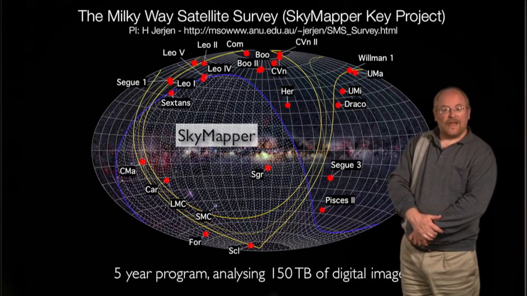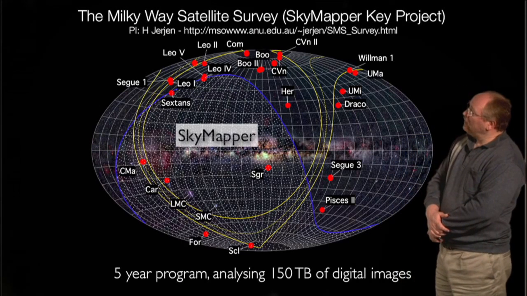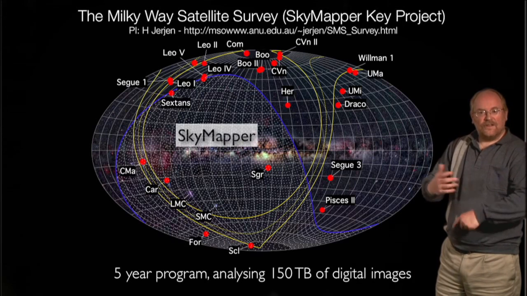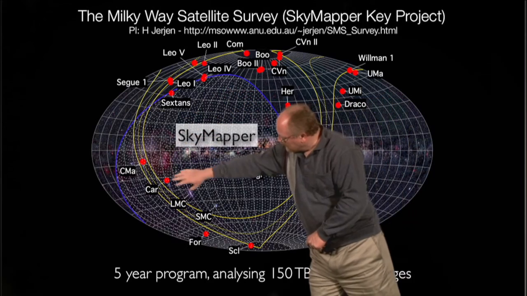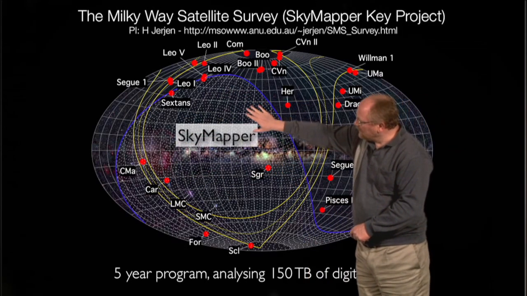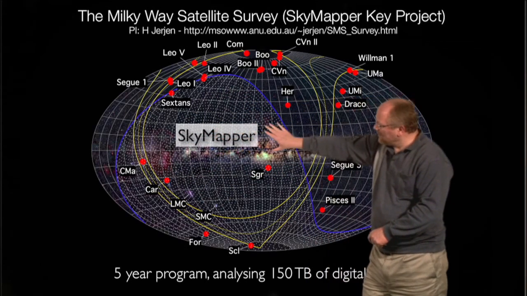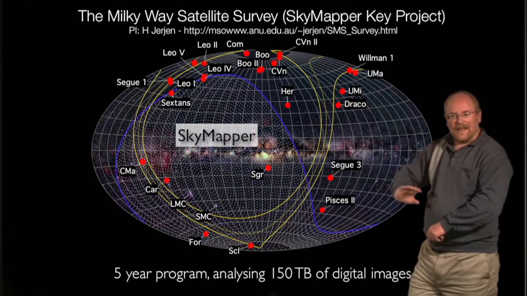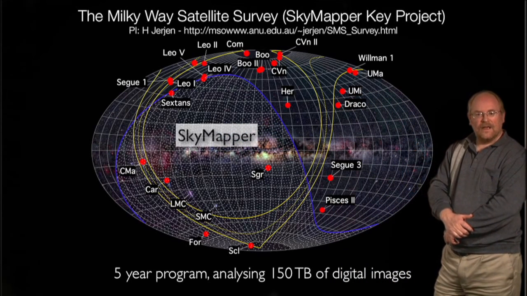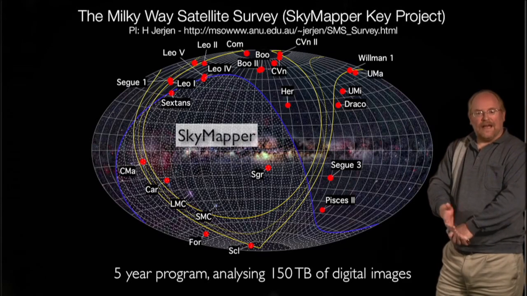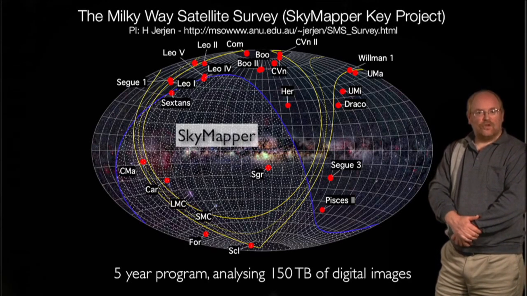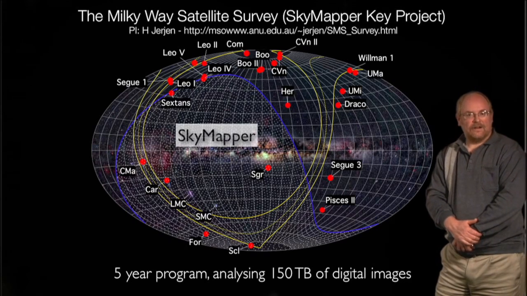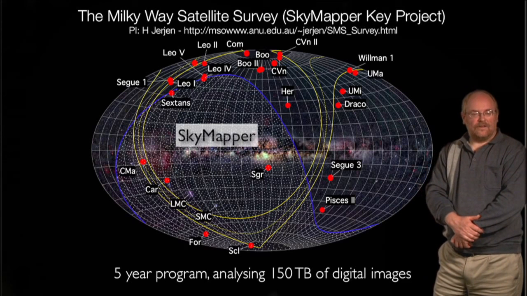As part of this effort, I'm running the Milky Way Satellite Survey, an initiative to search the entire southern sky, which is shown here with all these dots. These are individual pointings. The SkyMapper telescope produces a survey that scans the entire southern sky blindly. It's a 5-year program, and we analyze these 150 terabytes of digital images to search, among other things, for these predicted dark matter dominated dwarf galaxies.